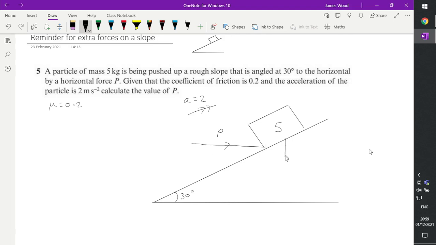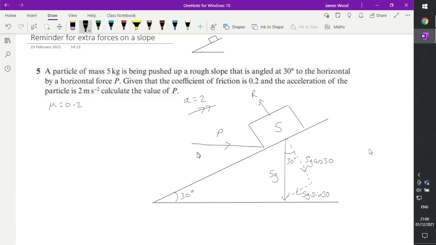So let's do the weight first of all, just because that's nice and easy. So that's 5g. Do the same triangle that we do. So that's 30 degrees. This is 5g cos 30. This is 5g sine 30. This is going downwards, and then this one is also going down that way. We've got the reaction force, which is here.